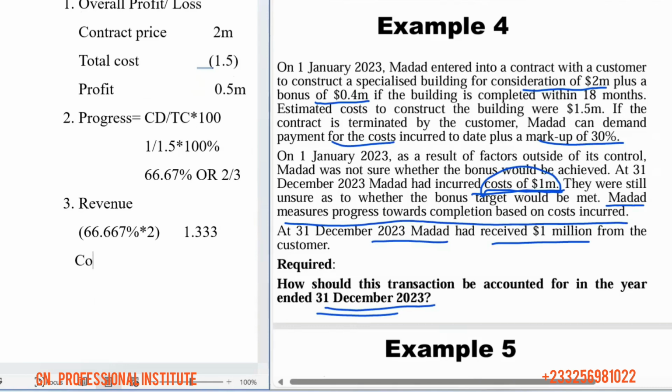Then we go to our cost of sales. And then we said with the cost of sales, we pick the cost to date. What's our cost to date? 1 million.